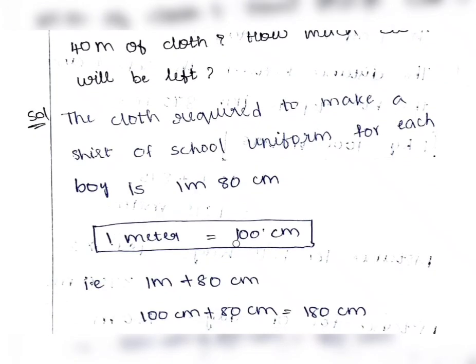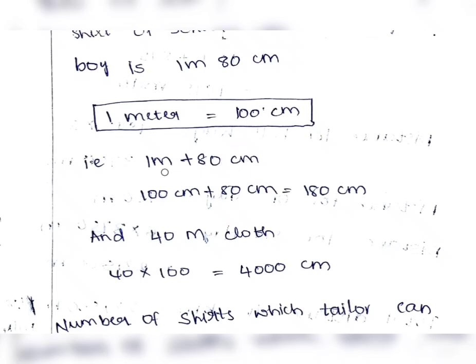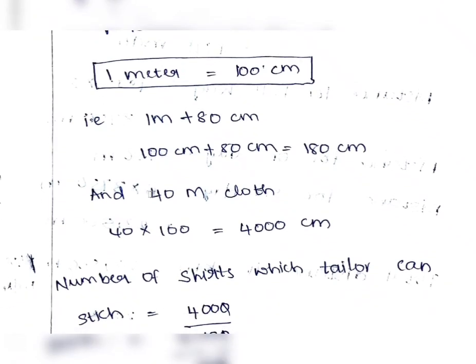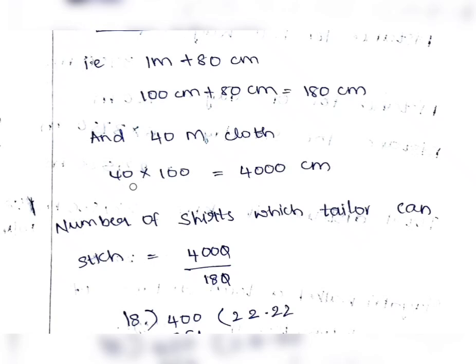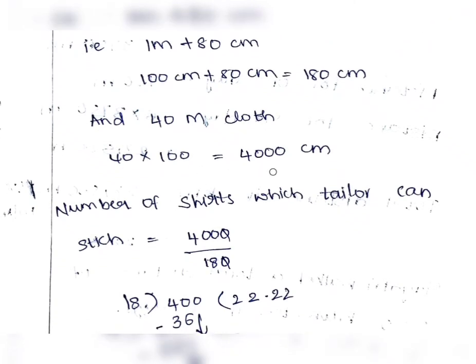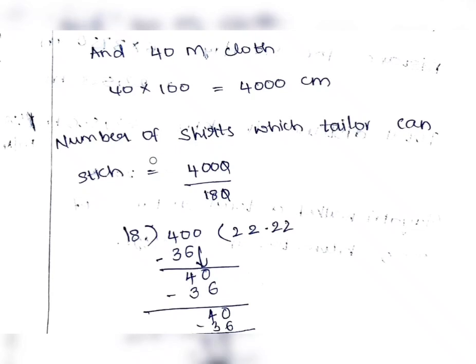So, 1 meter is equal to 100 centimeters. This is the formula that we have. That means 1 meter means 100 centimeters plus 80 centimeters is equal to 180 centimeters. We are converting everything into centimeters and then calculating the total cloth. And 40 meters of cloth can be calculated into centimeters by multiplying 40 into 100, which gives 4000 centimeters. The number of shirts which the tailor can stitch is 4000 by 180.